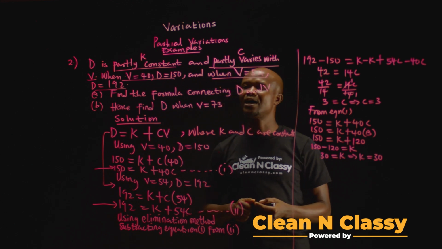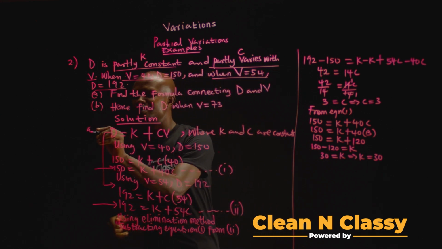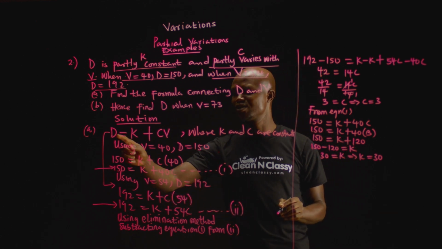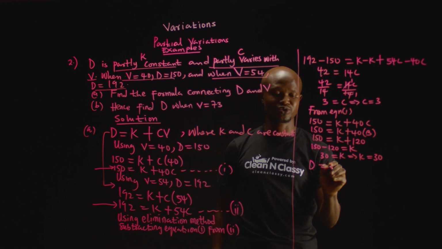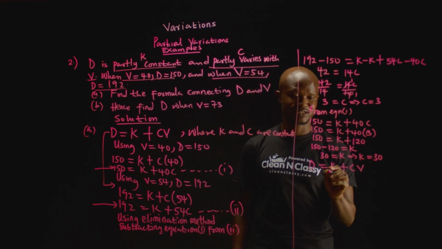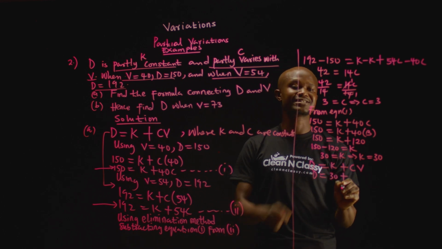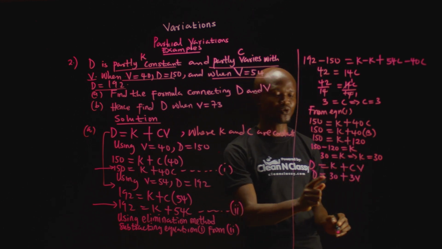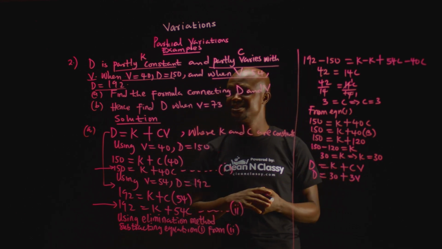Now, we can write the formula connecting D and V. That is the first question. We are going to use the first equation, which is D equals K plus CV. Now, we know the value of K and C. What is K? 30. What is C? 3. So we have 3V. In this case, we have D equals 30 plus 3V. That is the formula connecting D and V.